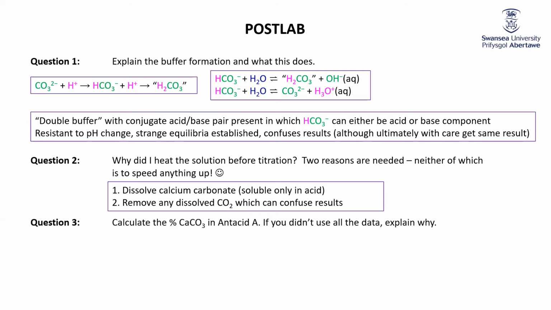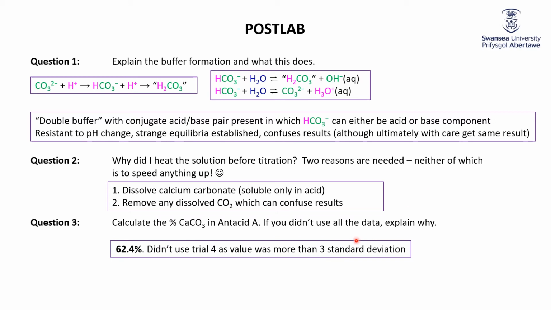And question 3, what we talked about on the last slide there. Calculate the percent calcium carbonate in antacid A. If we didn't use all the data, to explain why: we averaged 62.4%, and we didn't use trial number 4 as it was more than 3 standard deviations away from the mean.